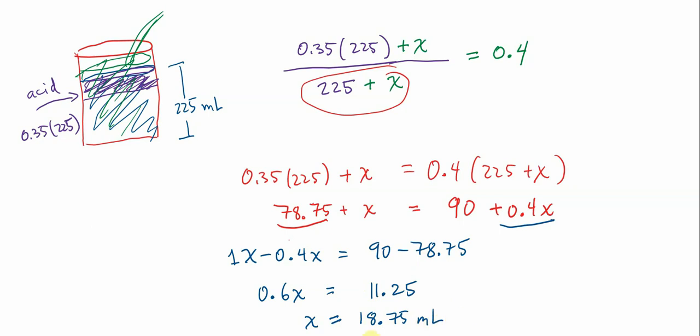So that means if we add 18.75 milliliters to our little cup or our beaker, then the total amount of liquid is going to increase, but because it's pure acid, the concentration of acid is also going to increase, and that will get the concentration to reach 40%. So there you go, another example of the fun world of rational functions.